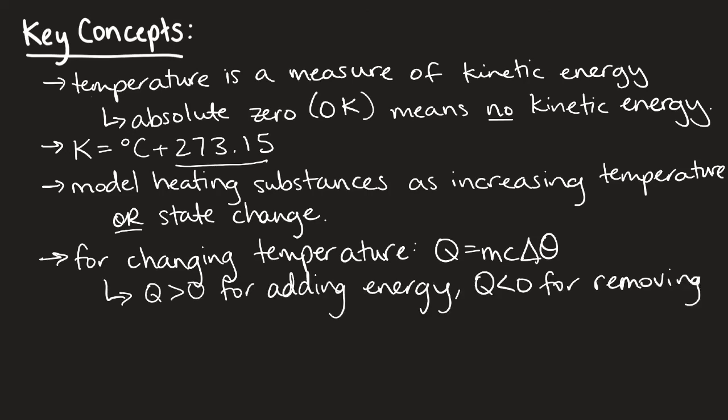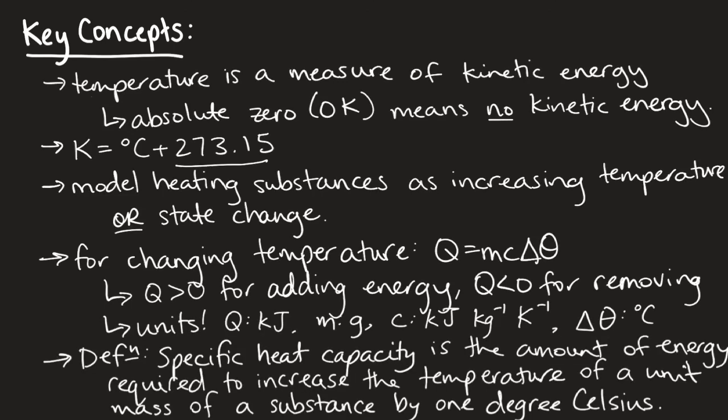Remember that Q is positive for adding energy and negative for removing energy. Remember to be careful with units for this. Q is often given in kilojoules, which is fine as long as you remember it's in kilojoules. Mass is often given in grams, which must be converted to kilograms. Our specific heat capacity is again often given in kilojoules per kilogram per Kelvin, and as long as it works with the energy, you keep that in mind. And that delta theta, because it is a change in temperature, we can use in degrees Celsius or Kelvin. And the definition of specific heat capacity is the amount of energy required to increase the temperature of a unit mass of a substance by 1 degree Celsius.